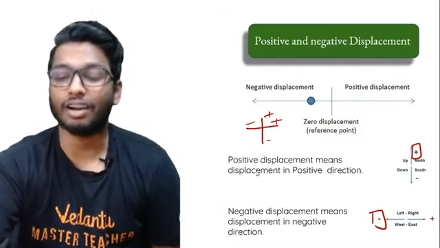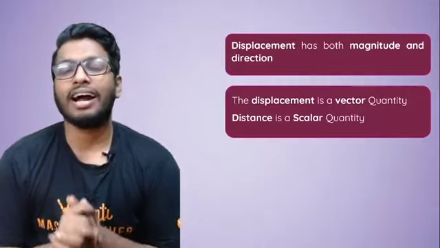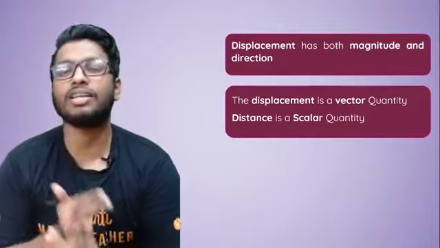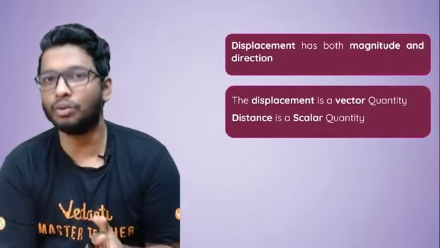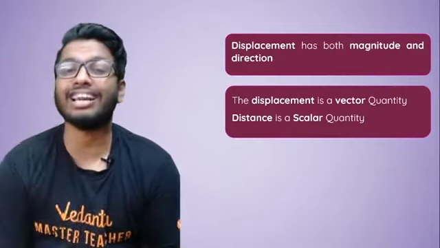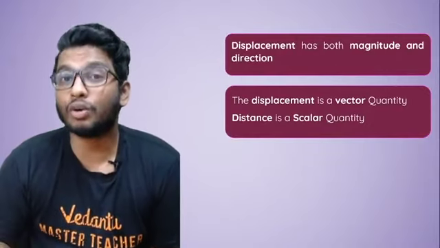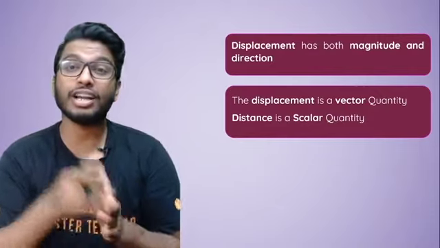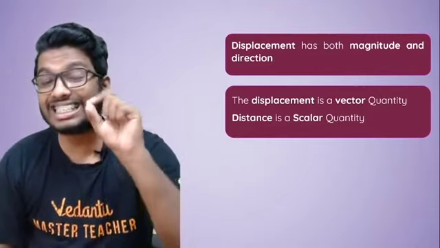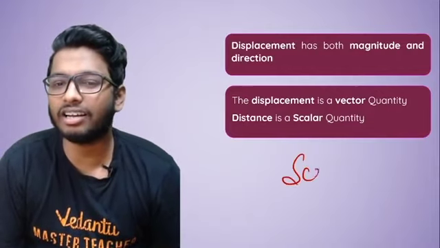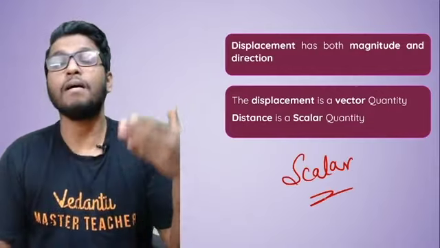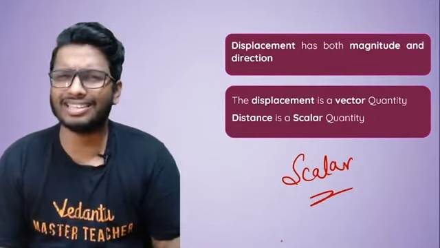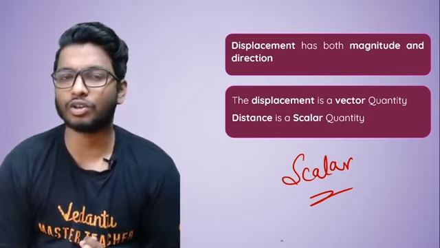As simple as that. All right, now here's the thing. Displacement, in conclusion, has both magnitude as well as direction. That means it has a value. With that, it also depends on the direction as well. So you can come to the conclusion that displacement is a vector quantity because it depends on both direction as well as the magnitude. Whereas distance, on the other hand, is a scalar quantity. Why is it scalar? Because there is no direction involved. We only consider the magnitude. There's no direction at all. No matter what direction you take, distance is going to be the same.